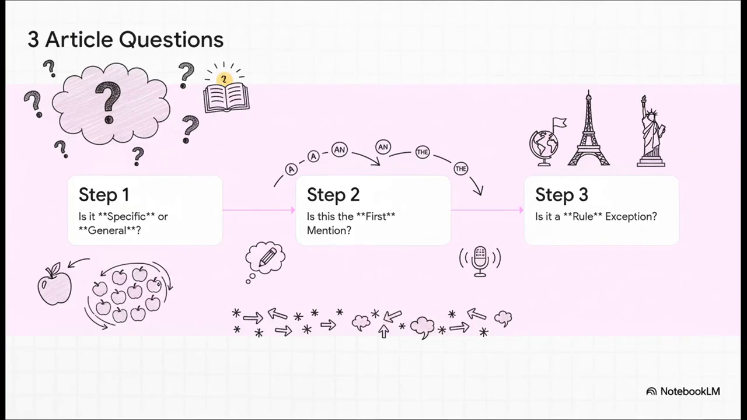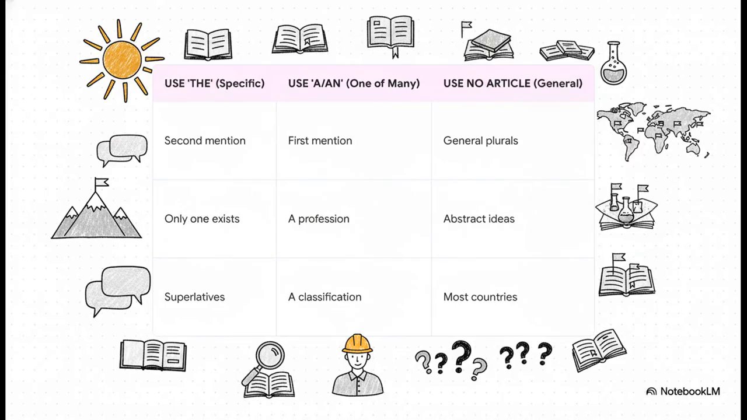Instead of trying to memorize 1,000 different rules, let's just make it simple. Every single time you write a noun and you're not sure about the article, just ask yourself these 3 questions. Number 1, am I talking about a specific thing or just a general idea? Number 2, is this the first time I'm mentioning this thing? And number 3, could this be one of those weird exceptions, like a country name or a unique place? And this table right here, this is basically your cheat sheet.